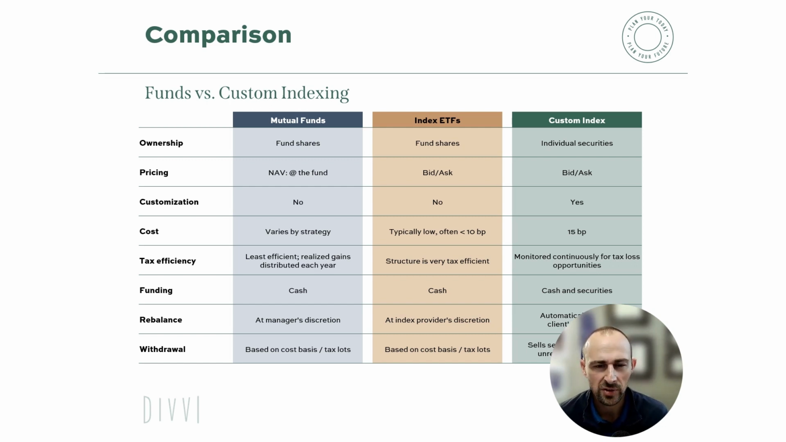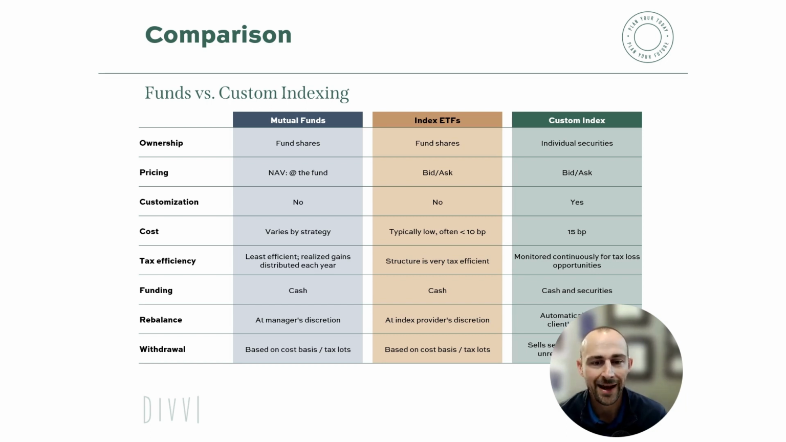Tax efficiency. Mutual funds are a little bit different. They're generally going to be the least tax efficient on this list. Again, indexing mutual funds, not a big concern, but if you talk about actively managed mutual funds, then those can be inefficient, at least from a tax perspective, over time. ETFs, very tax efficient structure, and then custom indexing, again, one of the primary benefits is the tax efficiency.